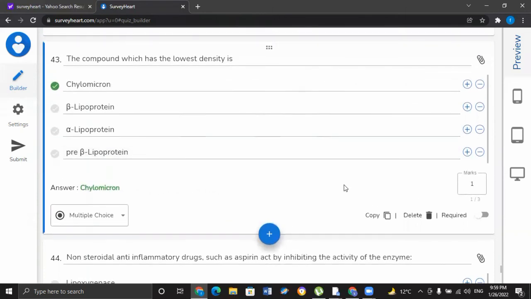And the compound which has the lowest density is chylomicron because जितने भी lipoproteins हैं उसके अंदर सबसे ज़्यादा कम density जो होती है chylomicron की, सबसे ज़्यादा density HDL की है. तो chylomicron has the lowest density because it has more TAG content and less protein content. So the correct option for MCQ 43 is A chylomicron.